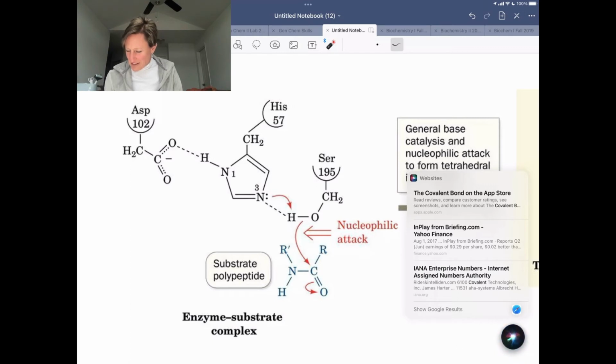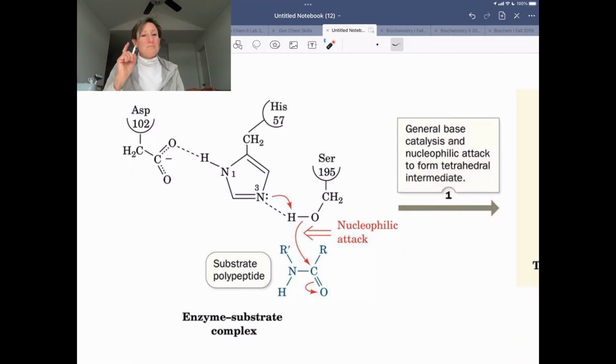Oh, let me start over here again. Serine 195 forms a covalent bond with the substrate polypeptide via covalent catalysis. How do I stop this?